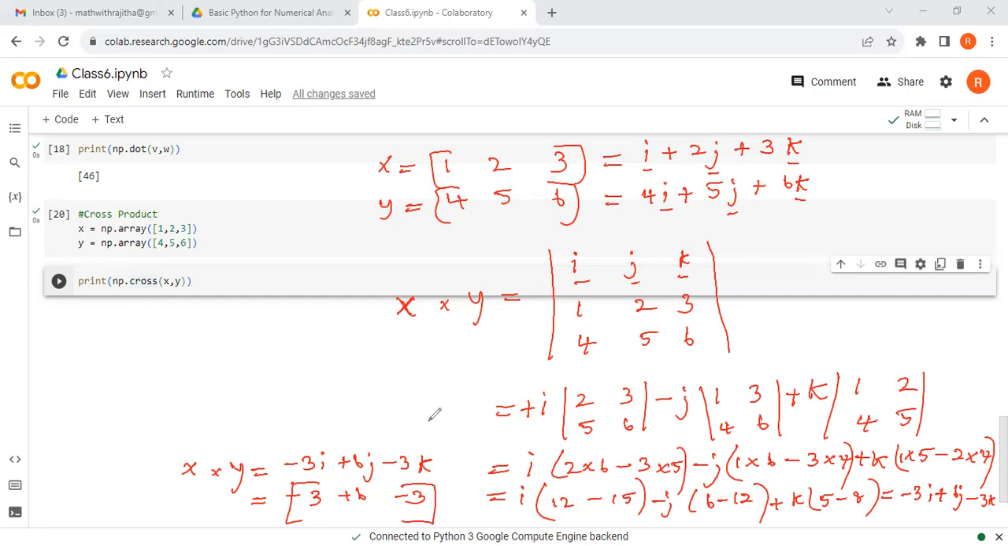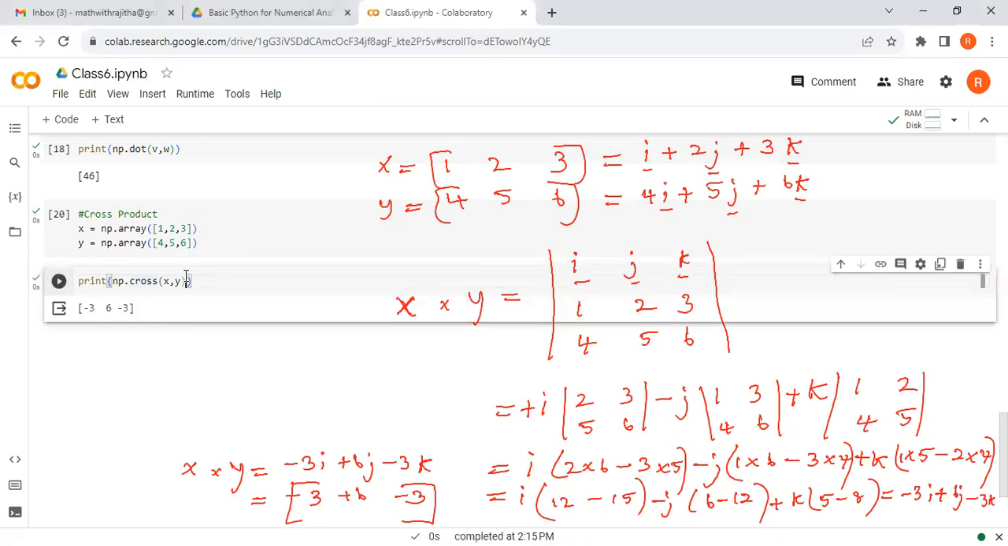Or any multiplication of this, let's say. Let's see. Minus 3, 6, minus 3. Okay. Yes, correct. We are correct.